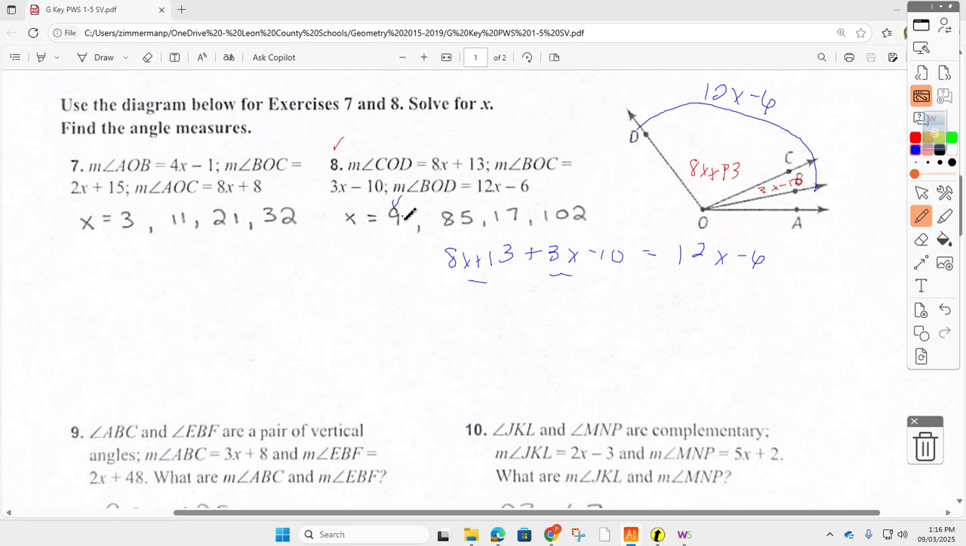Okay? Once you know that the x is 9, now we can take that 9 and plug in to find the measure of the other angle measures. Right? And that would be the other angle measures that they've mentioned here. So there should be 3 answers. So 8 times 9 is 72, plus 13 is 85, right? We'll replace the x with our 9. Here, 3 times 9 is 27 minus 10, so it's 17. That big altogether, 12 times 9 is 108, minus 6 is 102. If we add these together, it should equal that as well. Okay?